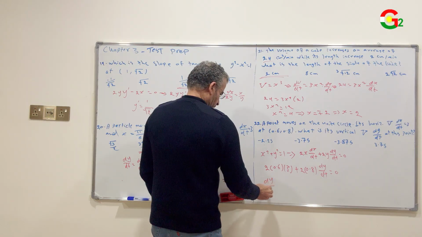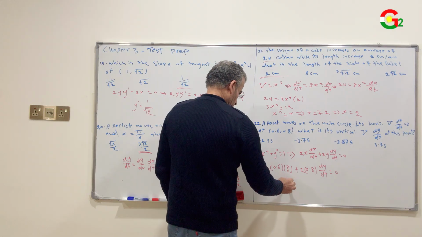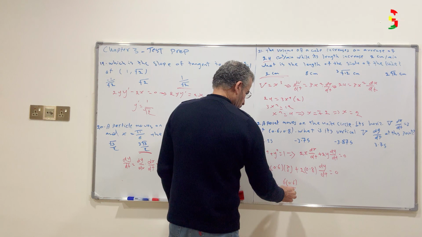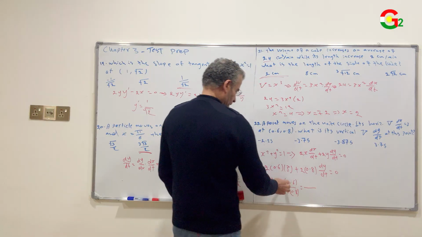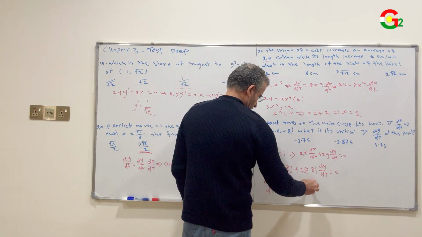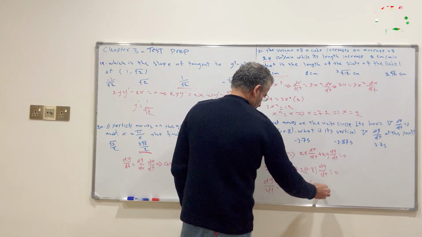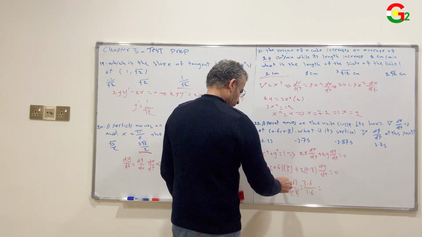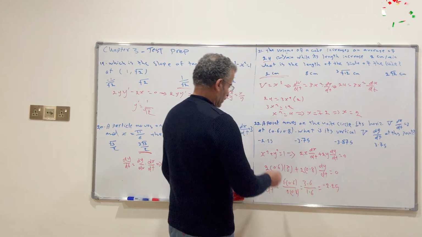Then dy over dt equals negative 6 times 0.6 over 2 times 0.8, which is 3.6 over 1.6, equals negative 2.25. Choice A.